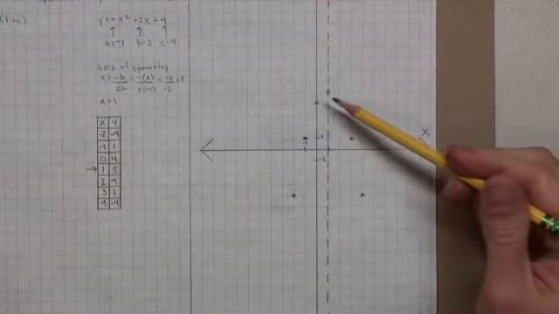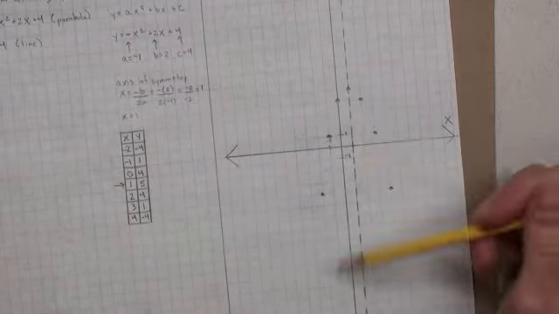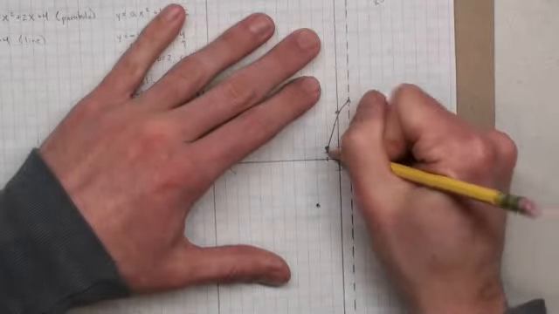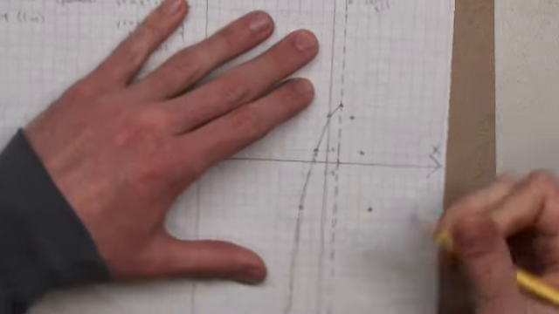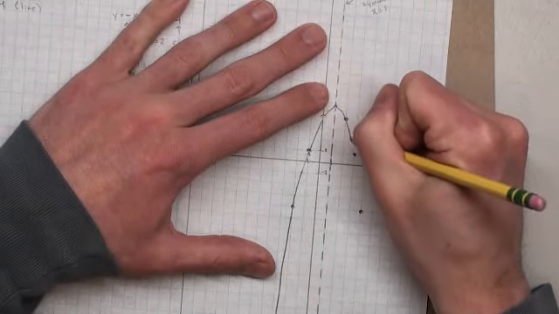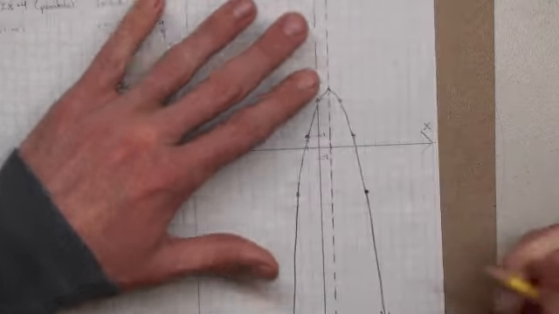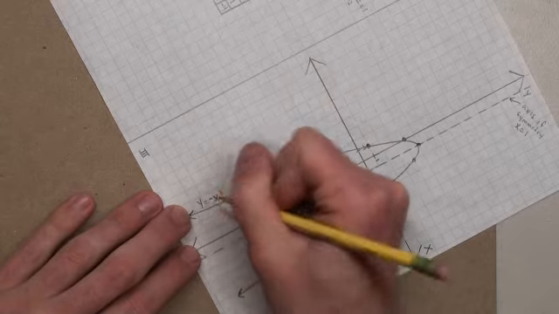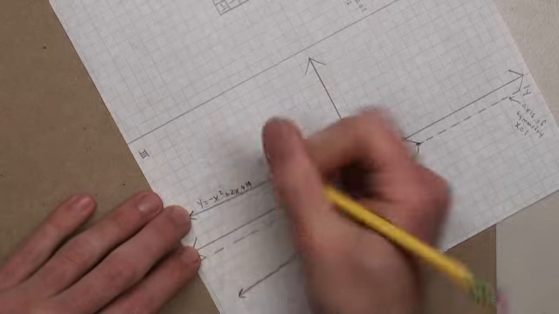So we have a hill again, and I knew that because I had a negative x squared, and that means it's going to be a hill. Okay? And I'm going to draw in my parabola, and I'm also going to label it y equals negative x squared plus 2x plus 4.